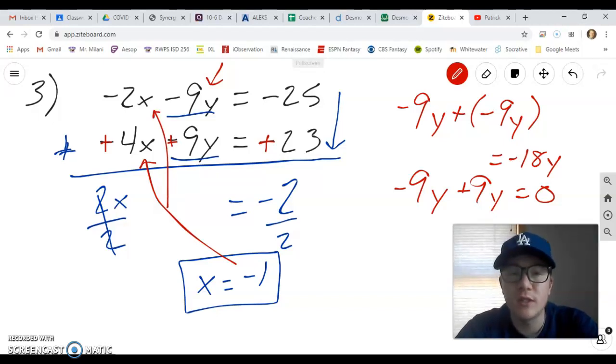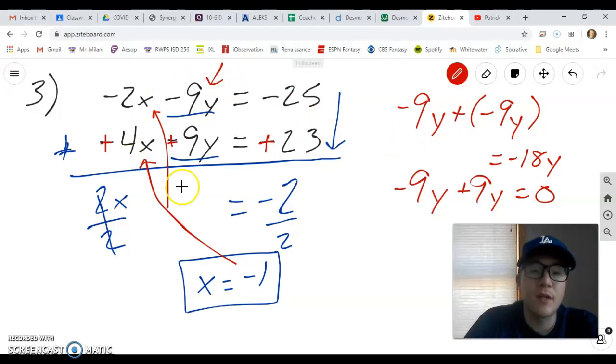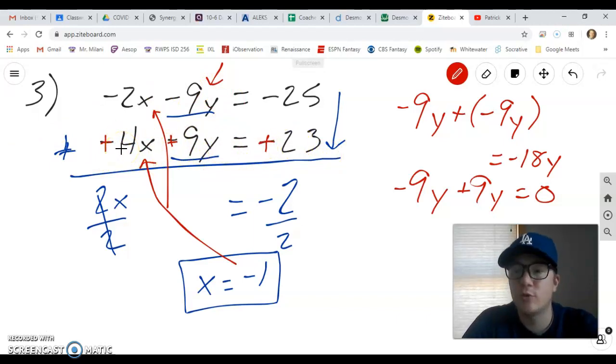So the only difference with this type of problem is that first step that has to happen where you switch all the signs in the bottom equation. If it's a positive, it'll switch to a negative. If it's a negative, it'll switch to a positive. It's multiplying by a negative so that you can combine and they will cancel.